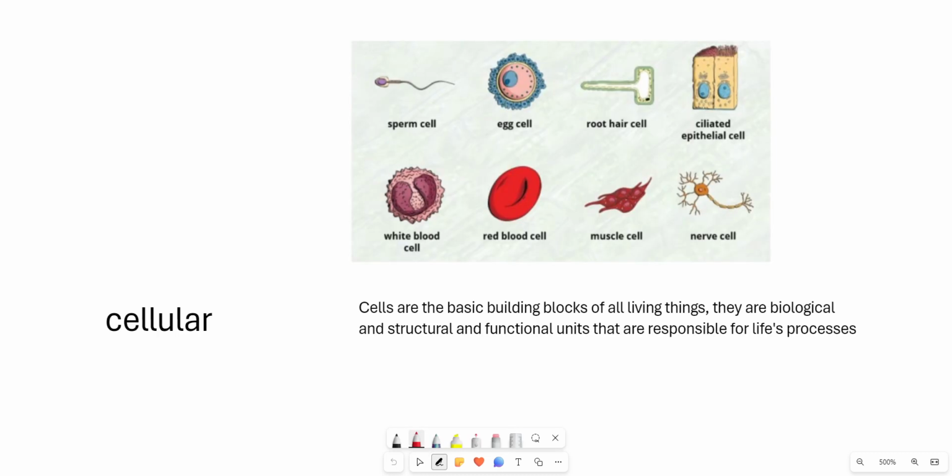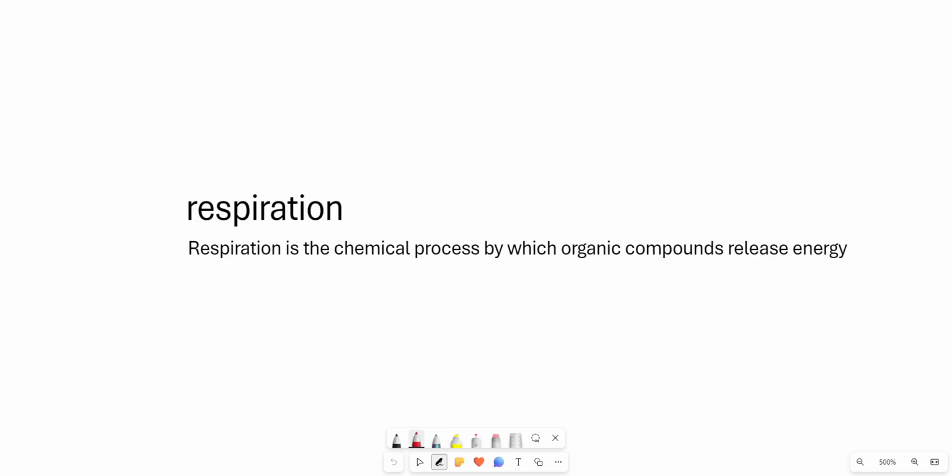So when we talk about cellular, we're referring to cells, the building blocks of life, the biostructural and functional units that are responsible for life's processes. And in our body, where our body is made up of a variety of different cells that form tissue, that forms organs, that form organ systems, then enable us to function.